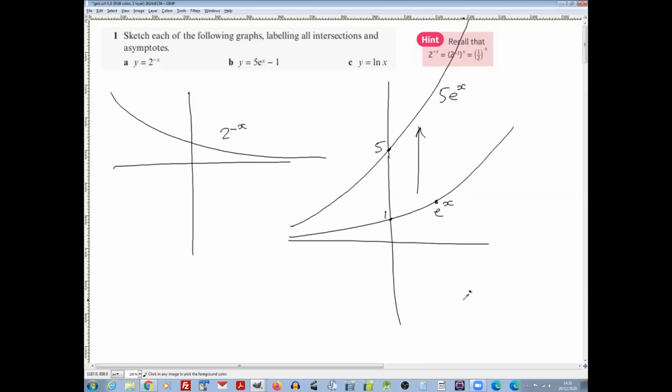And then minus 1 will take it down 1. So we'll end up where? With it all shifted down 1, so tending to minus 1.